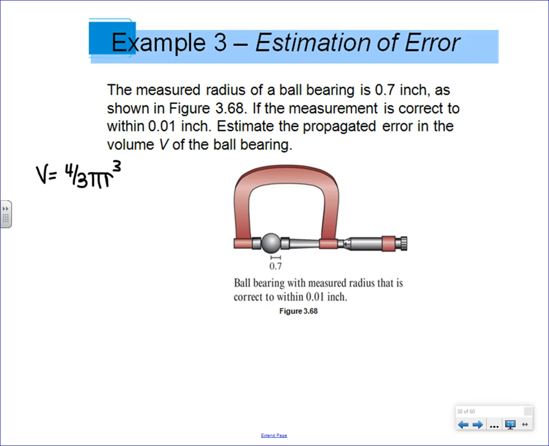What else do we know? The x and delta x. The measured radius is 0.7, plus or minus 0.01 inch. How do we mathematically show that? I understand the plus or minus, and I totally agree with that, but is it f of x plus delta x? Nope.